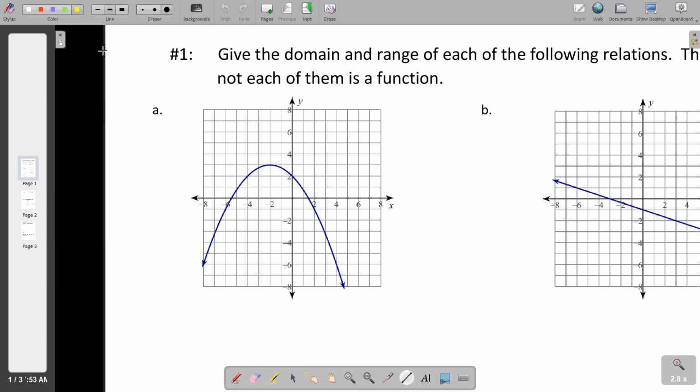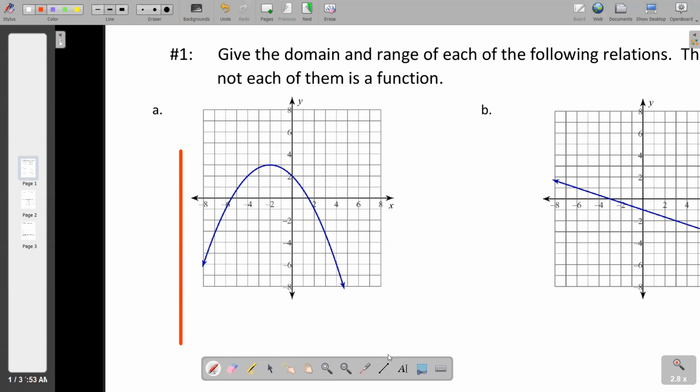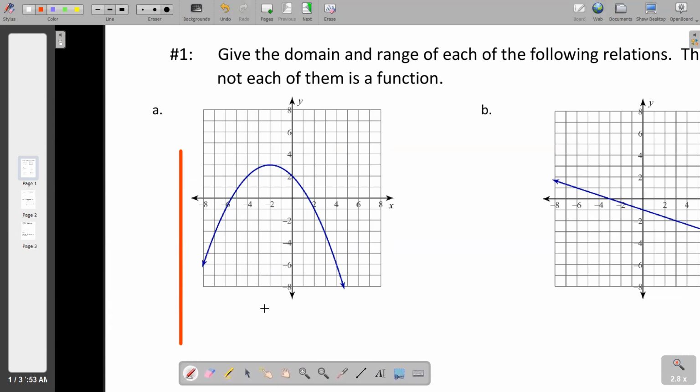So for number one, part A, here is our domain scanner. And as we scan from left to right, you can all see that the domain goes from negative infinity, because it goes forever to the left, to positive infinity. So for your domain, and remember, you're grading this now. It's not like you're doing this for the first time, right? So for your domain, you should have a negative infinity to positive infinity interval.